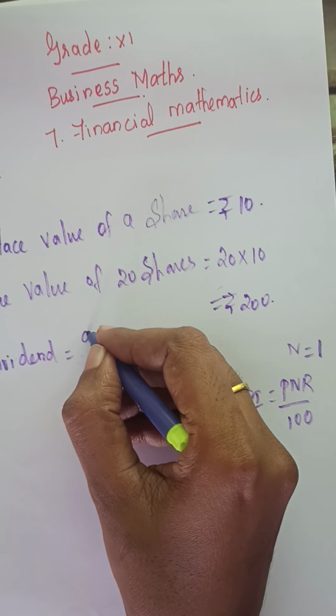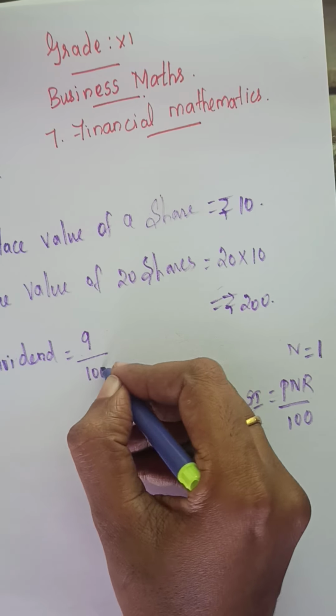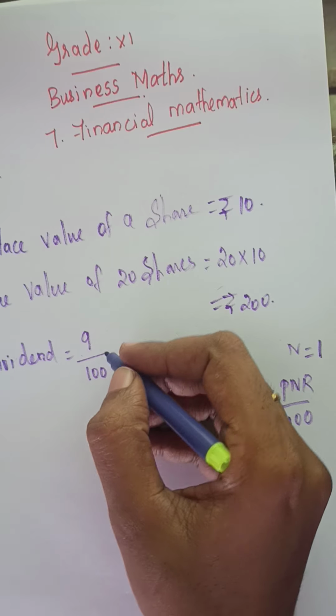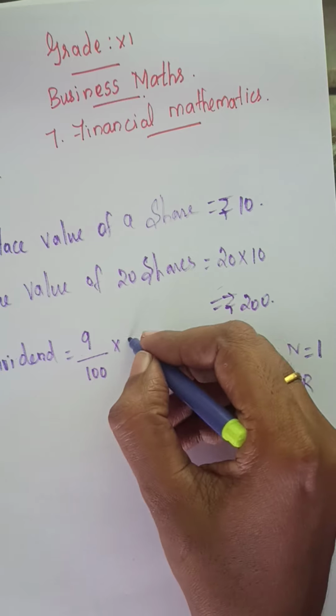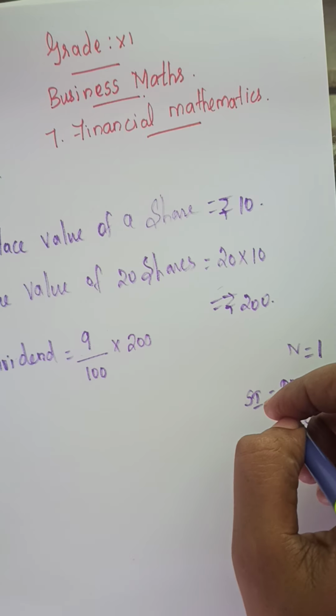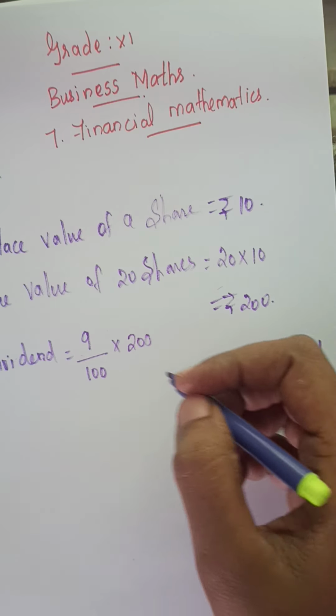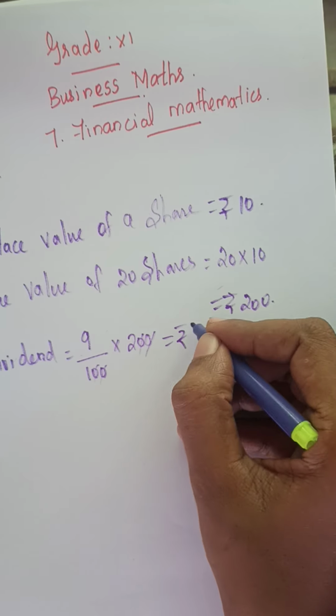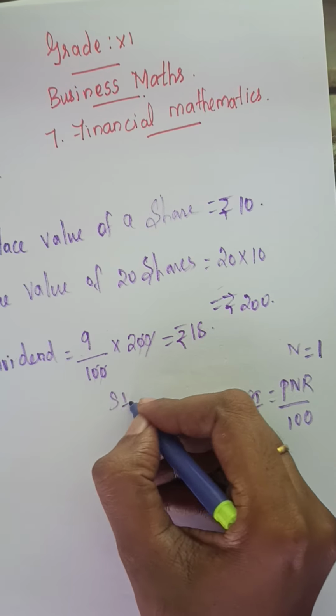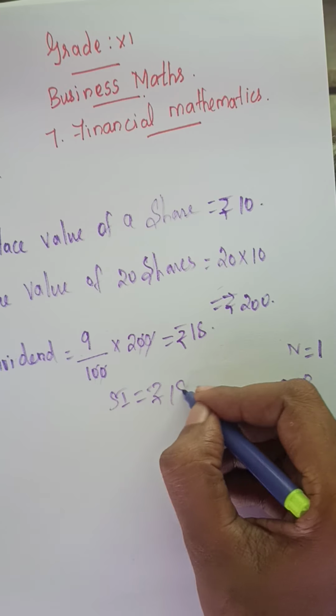So 9% we convert to 9 by 100, into the face value, that is 200. I have substituted in this formula. If you cancel, it gets cancelled. 9 2s are 18. So this is the value of SI, that is rupees 18.